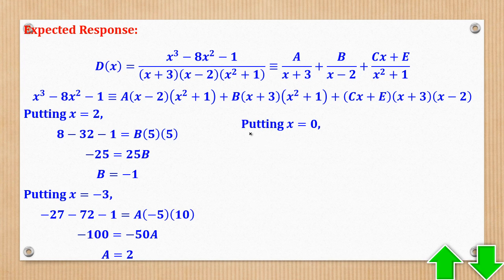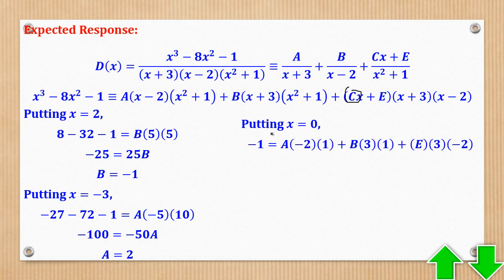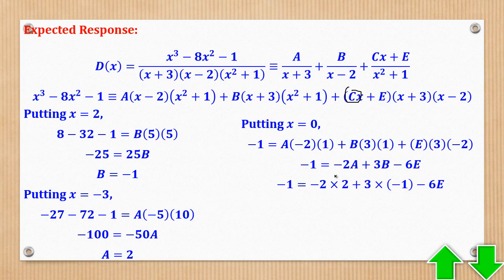Then putting x equal to 0, nothing will go away. Okay, at least this will go away, the cx, but the rest will remain. So I'll come up with that. Simplify, then substitute for a and b. Simplify, then get the value of e.